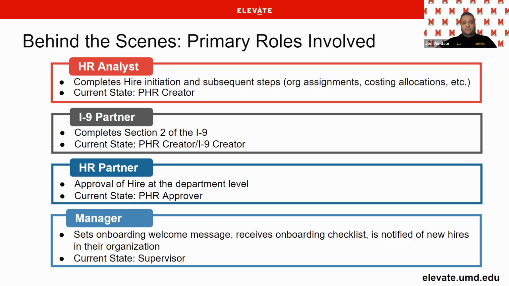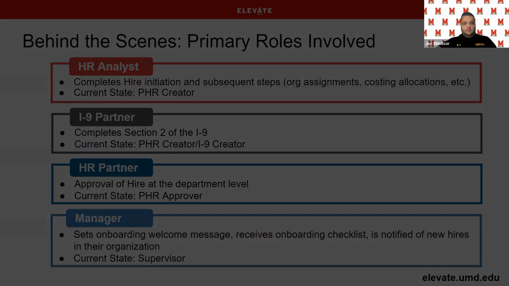Third, the HR partner. The HR partner serves as an approver at the unit or department level. The role is similar to a PHR approver. And last, the manager. The manager is a supervisor and has the responsibility for the supervisory organization. They set the onboarding welcome message, they receive onboarding checklists, and are notified of new hires within the organization.